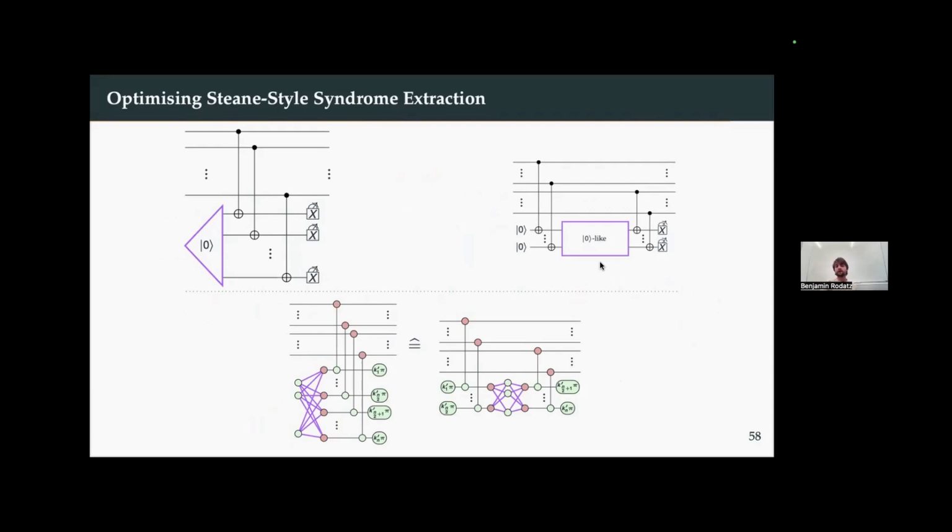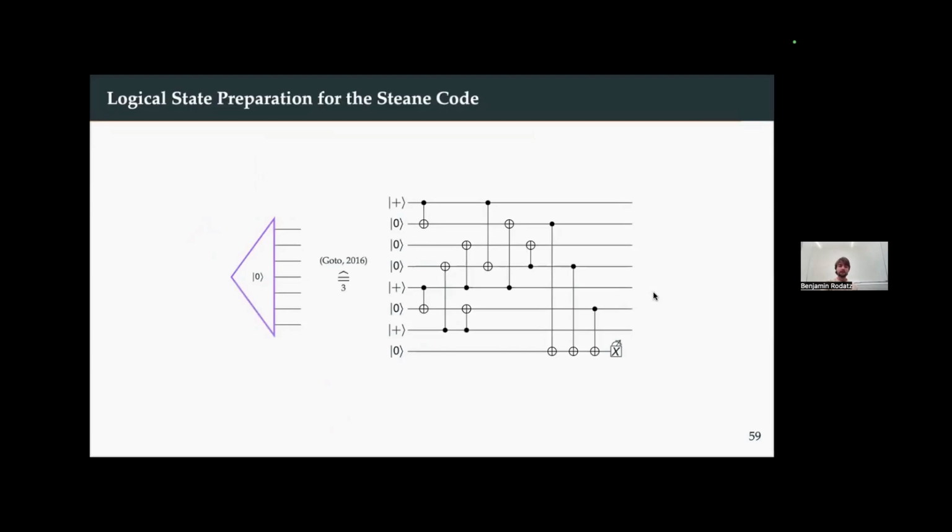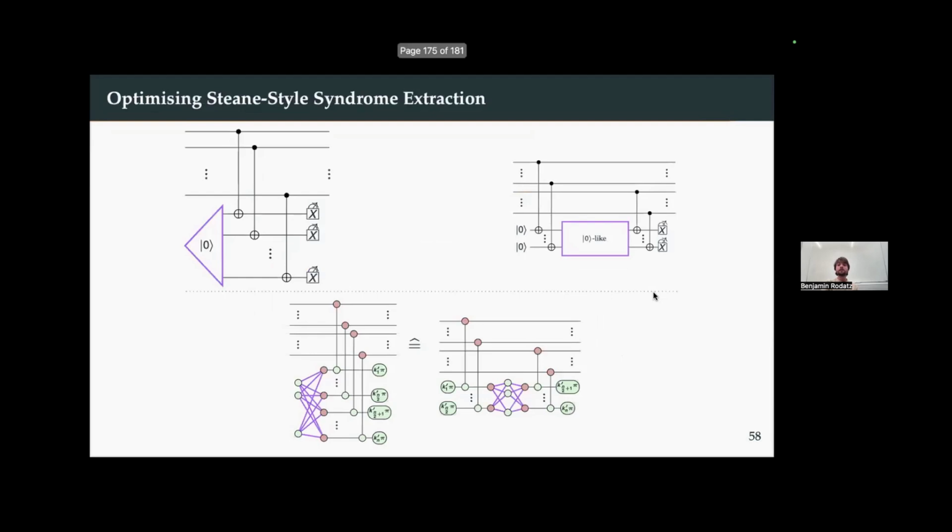And while we don't give a general procedure for this in our paper, for the cat-like linear map, we gave a general procedure. For this one, we don't. But we give one example, in particular, the Steen code. So we ask the question, can we do this optimization for the Steen code in particular? So optimizing Steen-style syndrome extraction for the Steen code.